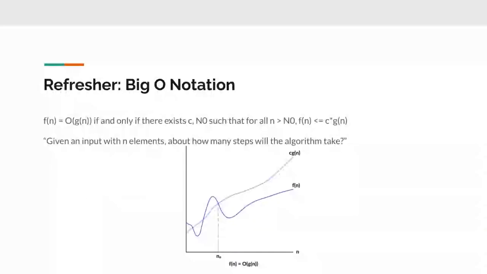Here's a refresher on big O notation. A function f of n is O of g of n if and only if there exists a constant c and a constant n0, such that for all n bigger than n0, f of n, this purple line, is less than or equal to a constant times g of n. What we're usually asking here is, given an input with n elements, about how many steps will the algorithm take? If your input has n elements and your algorithm takes about n squared steps, or 2n squared, or a million n squared, as long as it's a constant in front, then you would call the algorithm O of n squared in time complexity.